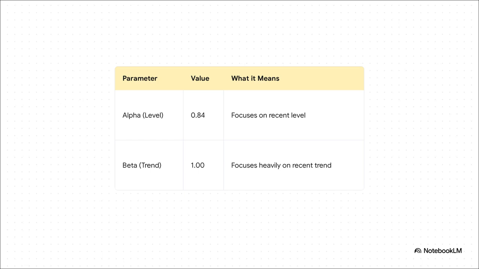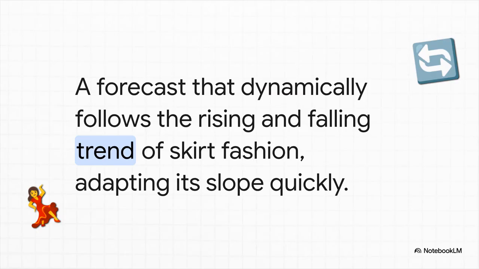What this means is the model is focusing almost entirely on the very latest data. And that makes total sense, right? Fashion changes in the blink of an eye. So to keep up, the model has to be incredibly responsive, constantly updating its idea of where the trend is and where it's headed. And the result is pretty cool. We get a forecast that actually follows the ups and downs of fashion.